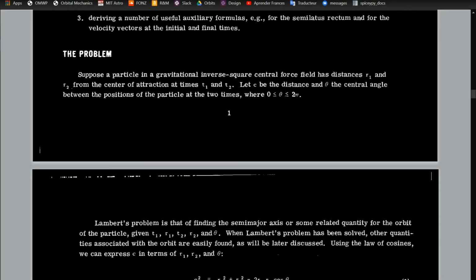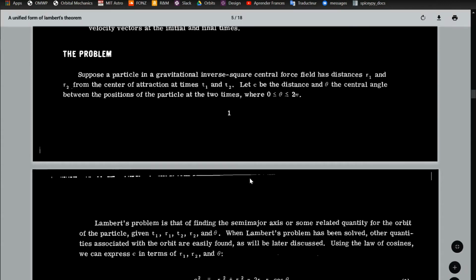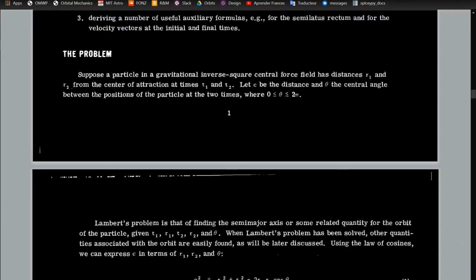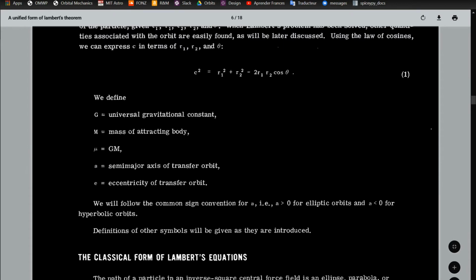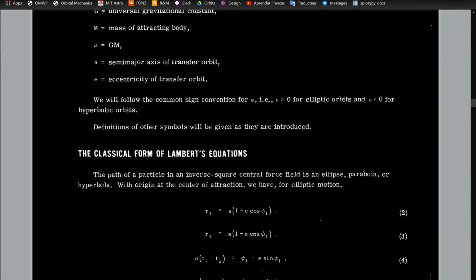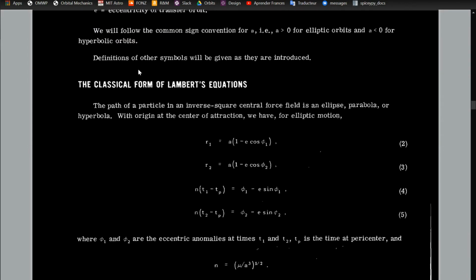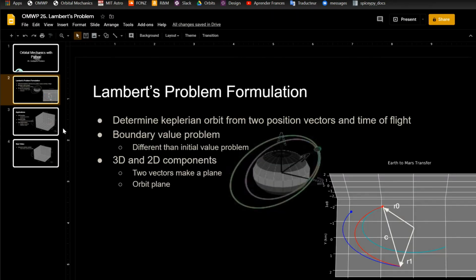And then I also found a paper from NASA from 1969, so pretty old, but again, it just goes over all the math that's going on here. So it's an inverse square law, a gravitational inverse square law central force field. So that's just the force due to gravity, the acceleration due to gravity, distances r1, r2 from the center at time 1 and time 2. All that then just goes into all the geometry, which again, I'll post links to, so if you're interested in more of the geometry side of it, you can take a deeper look.